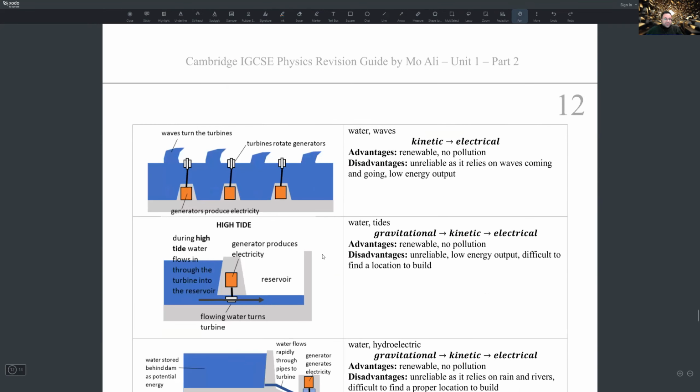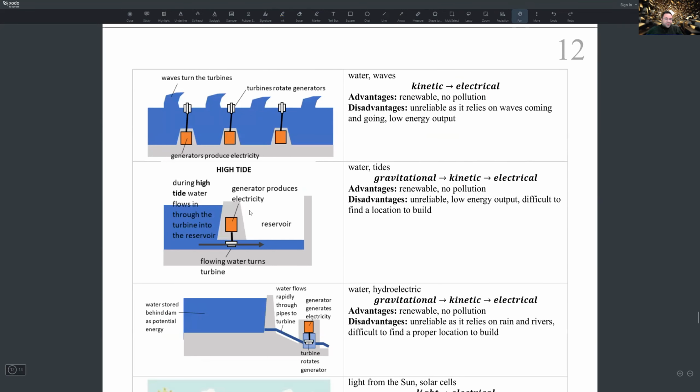Next, the water types. First one is easy: waves. What do we do? We put a turbine, like a big fan or something that flaps up and down in the water, and when waves hit it, it moves. And when it moves, it either rotates or bobs up and down, moving a generator, and the generator generates electricity. So the waves hit the turbine, the turbine spins the generator, and the generator makes electricity. So kinetic to electric.